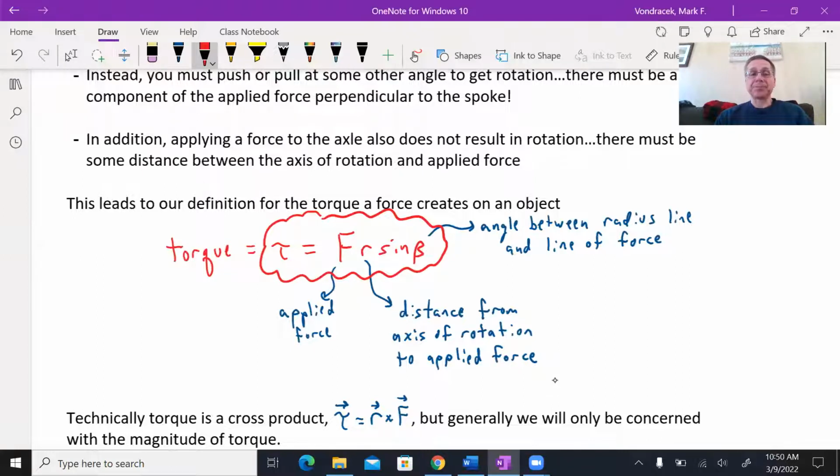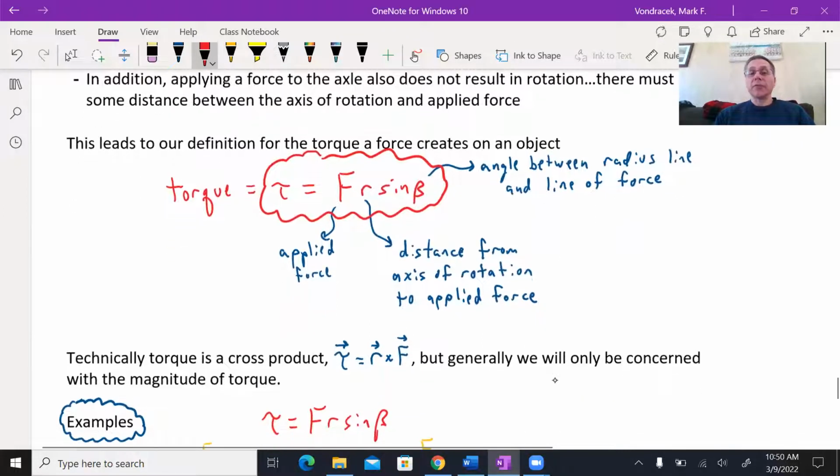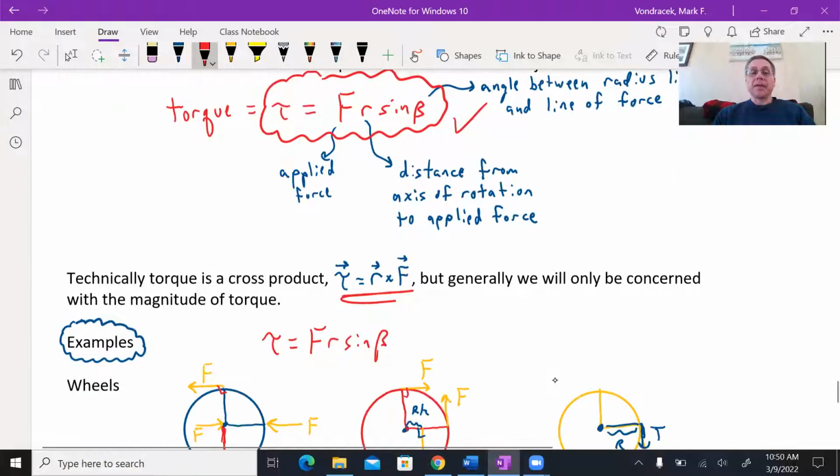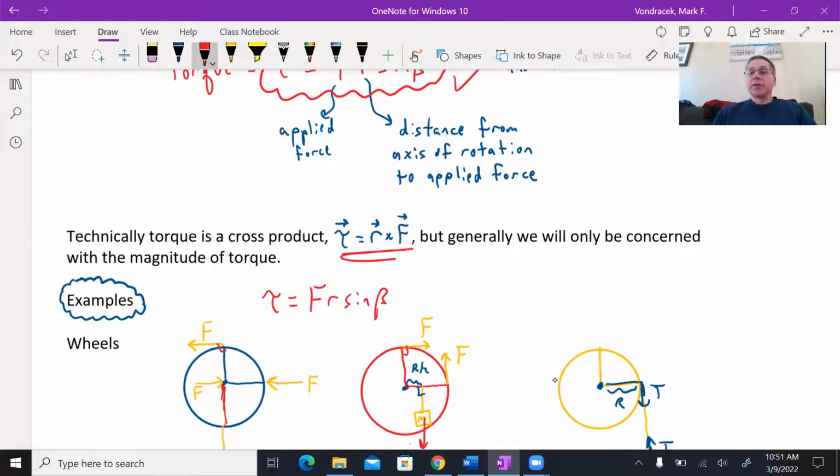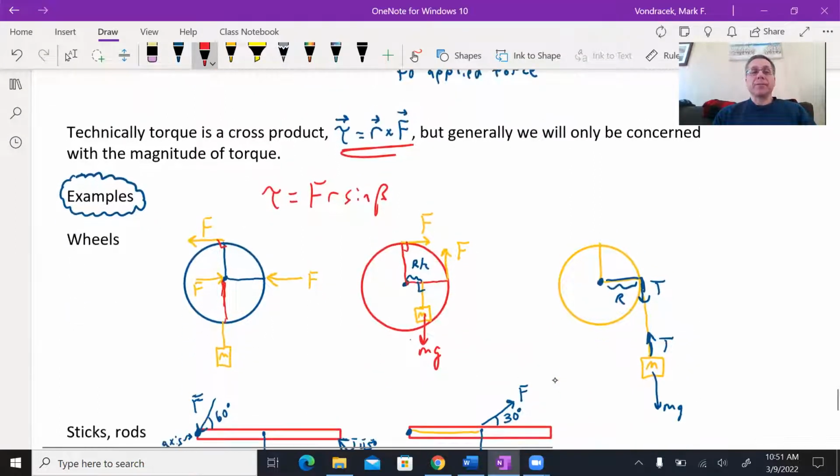Now, technically, torque is a cross product. Okay, that's something that for now, at this level, we don't really do much with. I just wanted people to be aware of that. 99% of the time, we're just dealing with the numbers, like how strong is the torque. And that's where we're going to be using this definition, this little formula here, in order to find out how strong torques are. Best thing to do is to look at some examples. Let's see how to apply this new definition for torque.